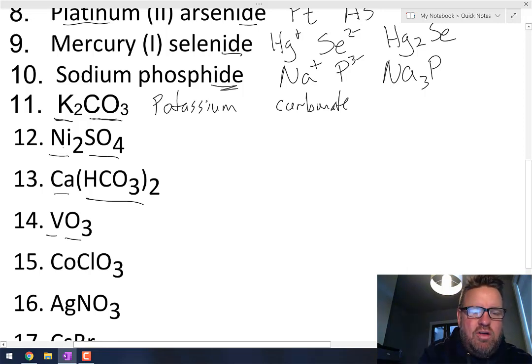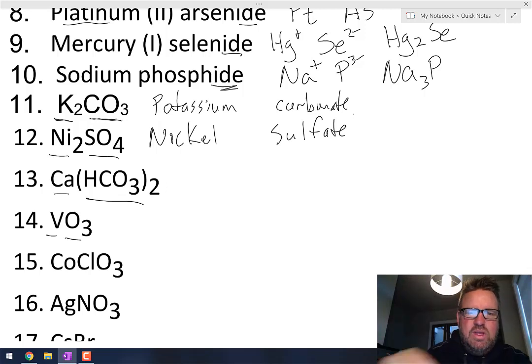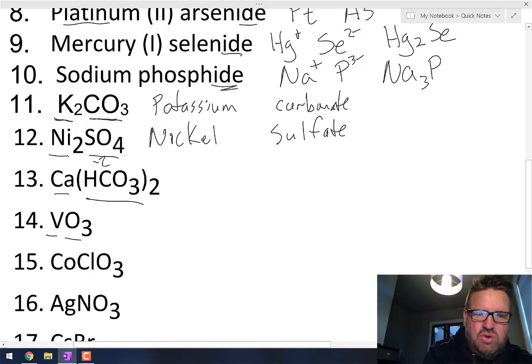Number 12 is nickel, Ni, and SO4 is sulfate. Now I look and I find nickel on the periodic table. Does it need a Roman numeral? Yes, it's in the transition metal area. So sulfate is -2. So therefore the nickel must be +2.